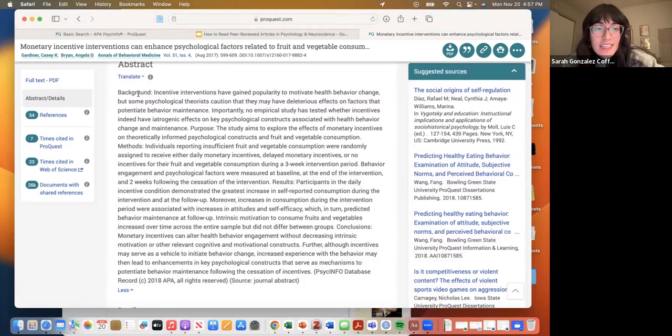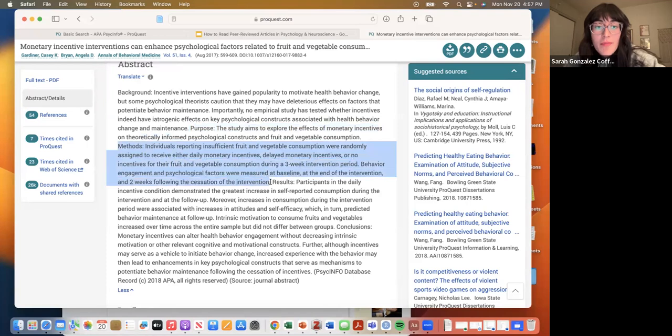But here you can see in each of the different sections, they have background, a couple sentences on the background, a purpose. So why are we doing this study? Explore the effects of monetary incentives on theoretically informed psychological constructs in fruit and vegetable consumption. So this was a super cool paper that I actually read for a health class that I took in our department.